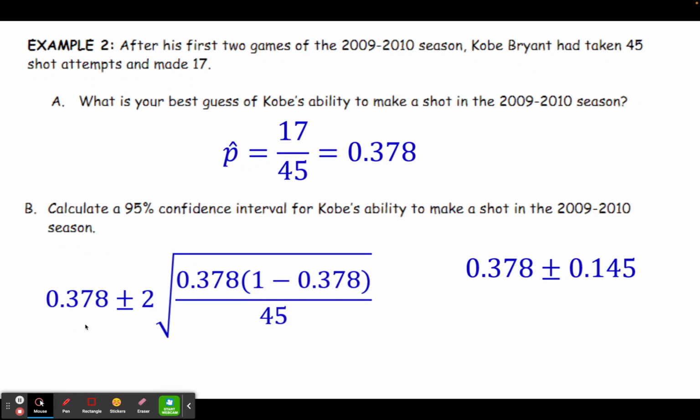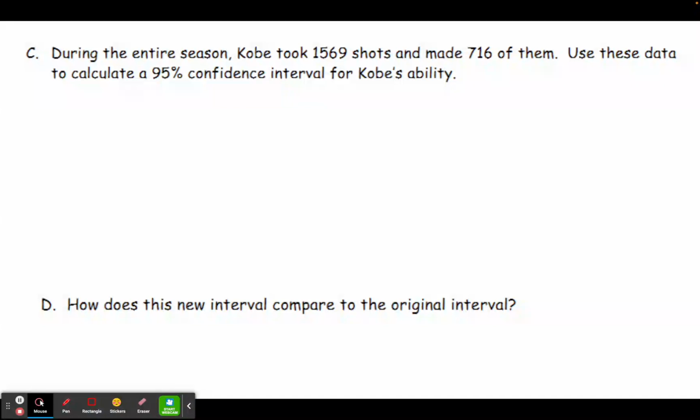All right, for this interval, I got 0.378 plus or minus a margin of error of 0.145, which gives us the interval 0.233 to 0.523. So notice here I wrote the interval in a little bit different way. I didn't use the parentheses, and that's also okay. Now, during the entire season, Kobe took 1,569 shots and made 716 of them. We're going to use these data now to calculate a 95% confidence interval for Kobe's ability. Again, I'd recommend that you maybe pause the video and try the calculation to see how you're doing with the formula and getting all the numbers substituted in.